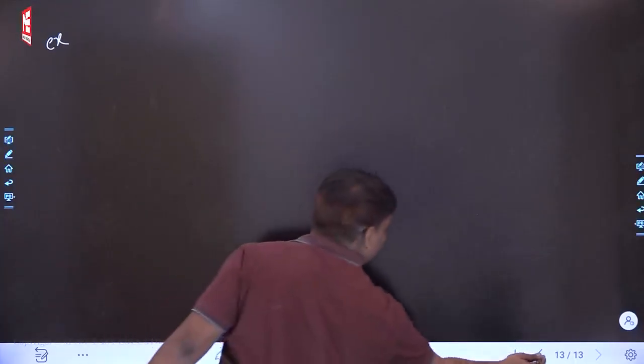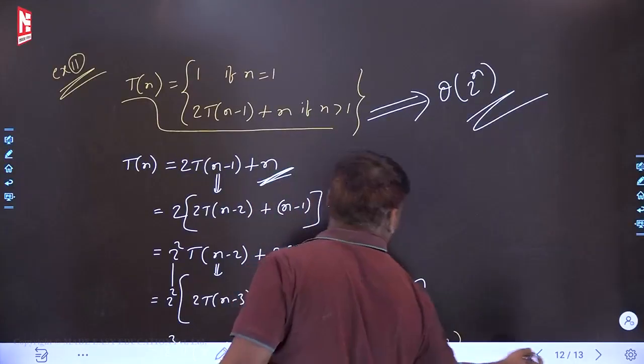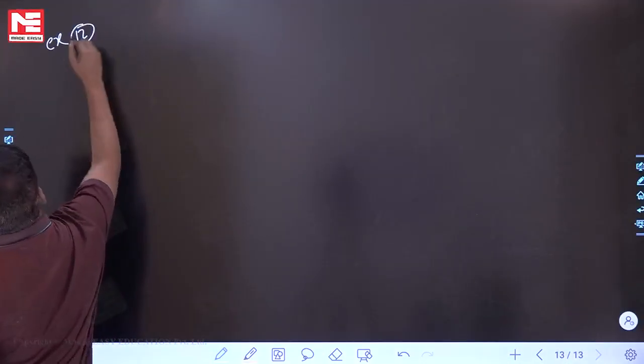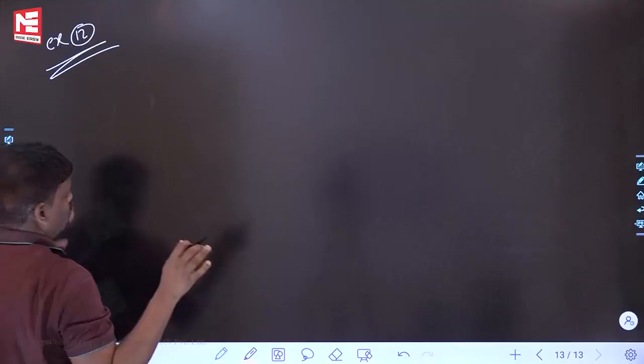So what is the previous problem? Number 11. Now 12. Example 12. See this also. Very small problem. One small thing I left out. I want to cover that also.